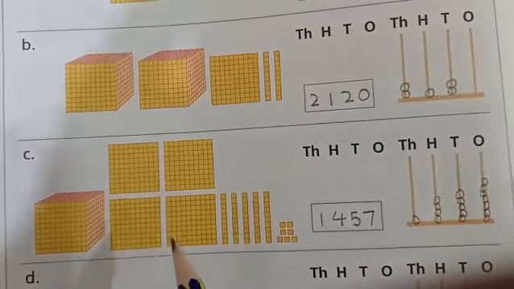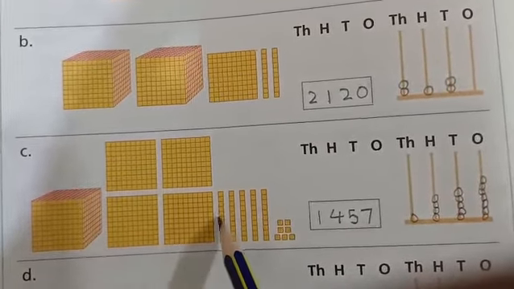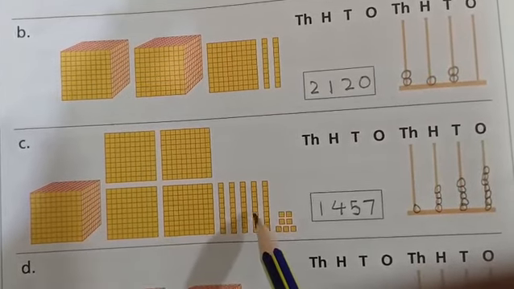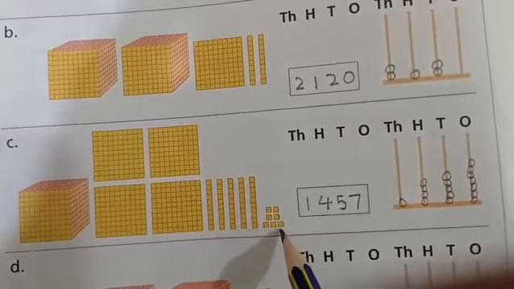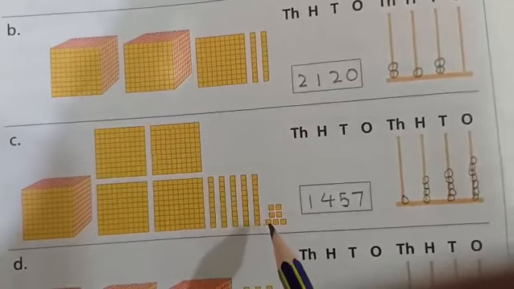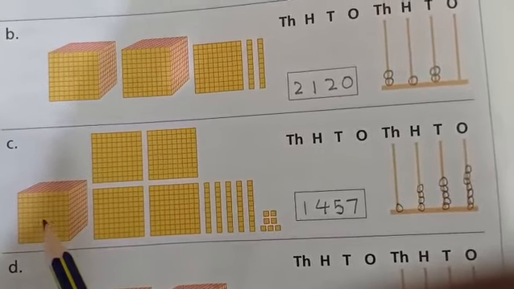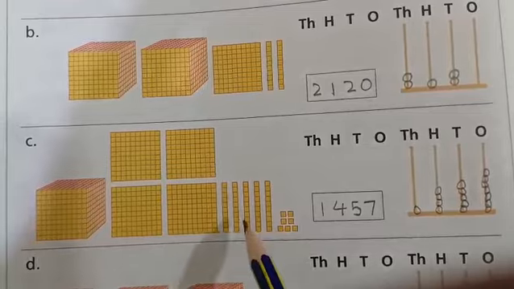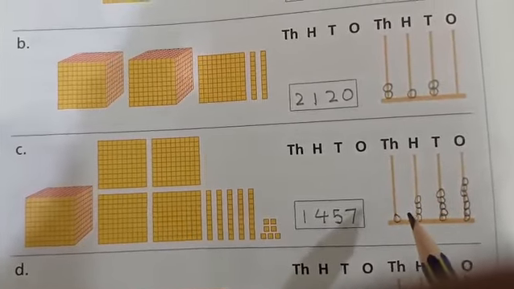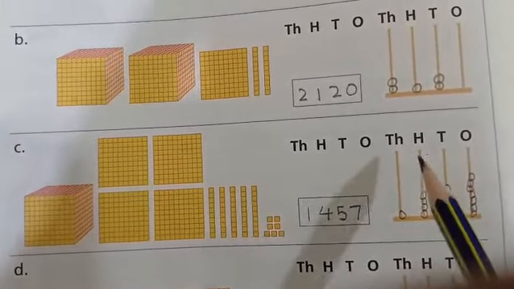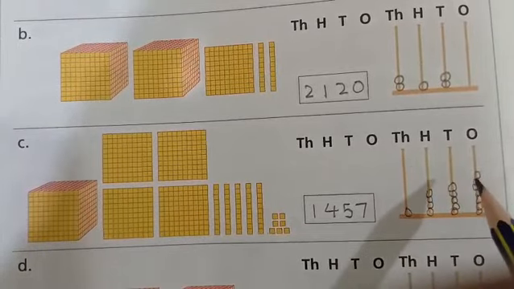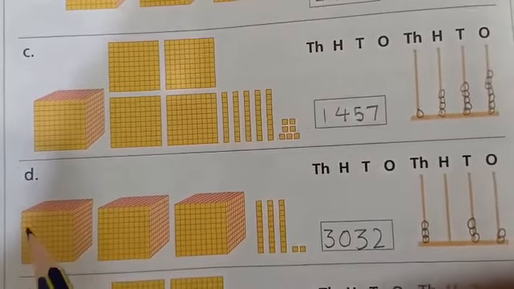Next we have 1000, 400, and 5 tens, and 7 ones. So it becomes 1457. Then draw the beads on the abacus. It's 1457.